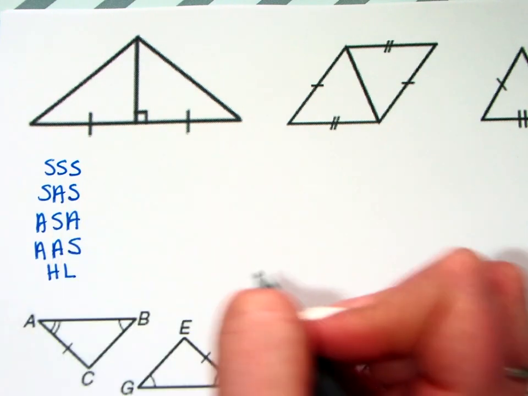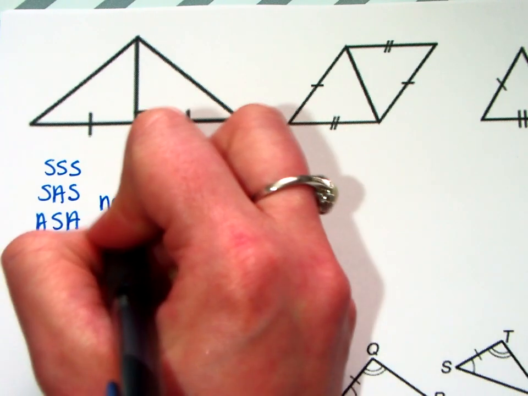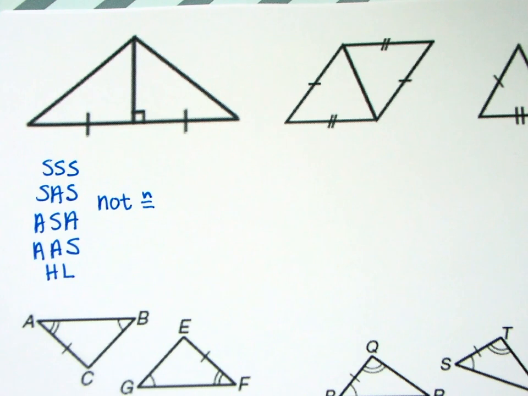hypotenuse, leg; and then last we have not congruent. Remember, not congruent is always an option. If it does not follow one of those 5 on the left, not congruent is your answer.